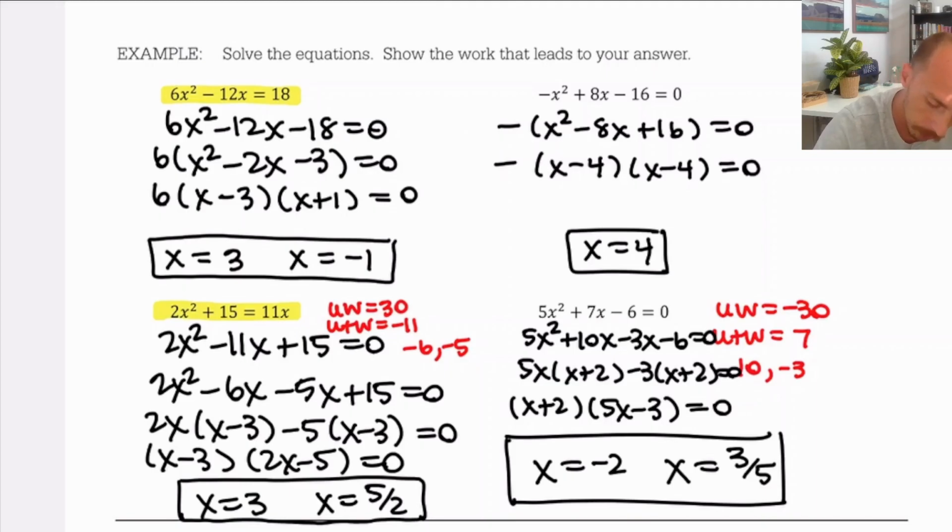What I really wanted to point out to you, especially about the top left equation, is that really we've got 3 things right here multiplying together to equal 0. And a very common error is taking that 6 and making that one of the solutions.